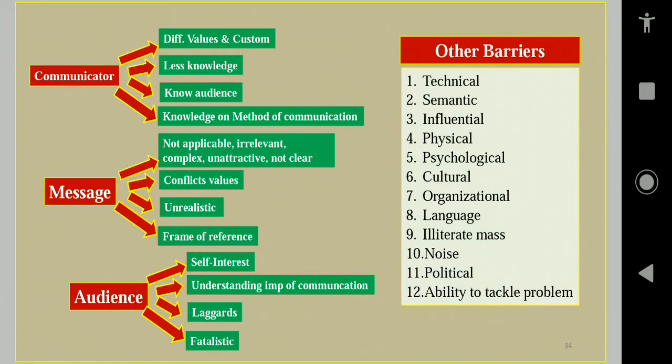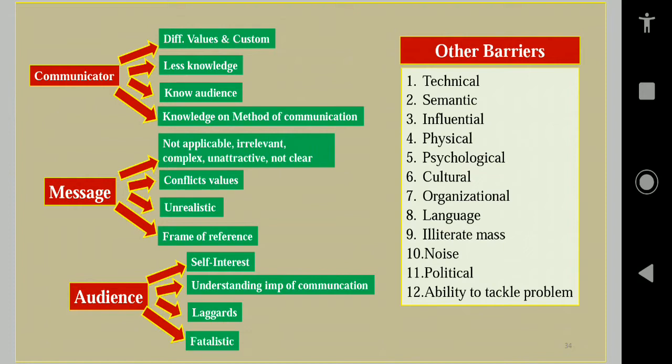Some barriers related to the communicator are different values and customs. The communicator disregards the values and customs of the audience due to social status difference. As the social status is different, he disregards the values and customs, and that will be a problem. Then less knowledge: if the communicator has less knowledge about the message itself, its validity and usefulness.